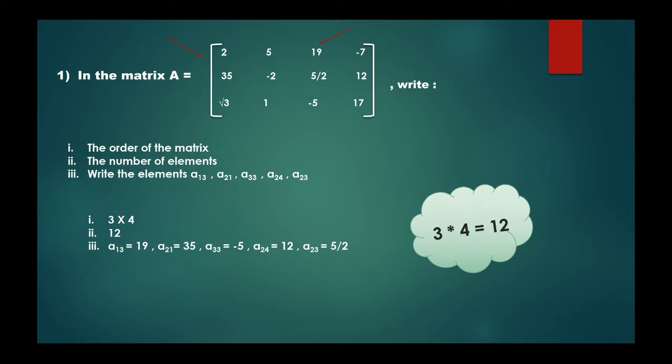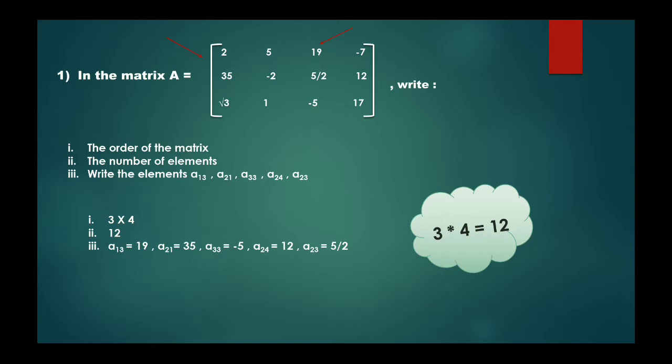Next, write the elements A13, A21, A33, A24, A23. Now how do you identify them? A13 is first row, third column, so we have 19. A21 is second row, first column, so A21 is 35. A33 is third row, third column, so we have minus 5. Next we have A24. It is second row, fourth column, that is 12. A23 is second row, third column, that is 5 by 2.